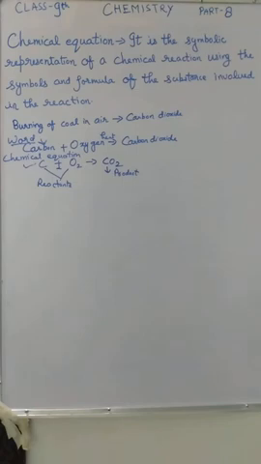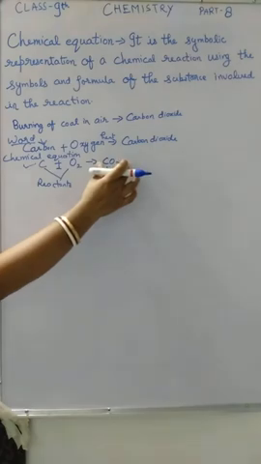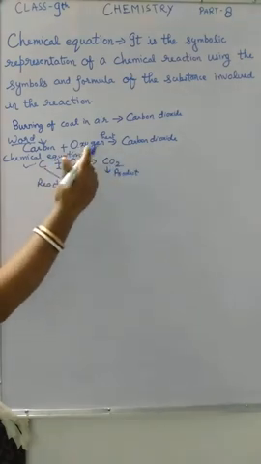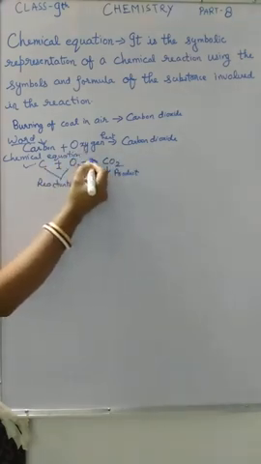Then use an arrow in between the reactant side and the product side. This is the reactant side, this is the product side. In between these two sides, always you have to use one arrow sign.